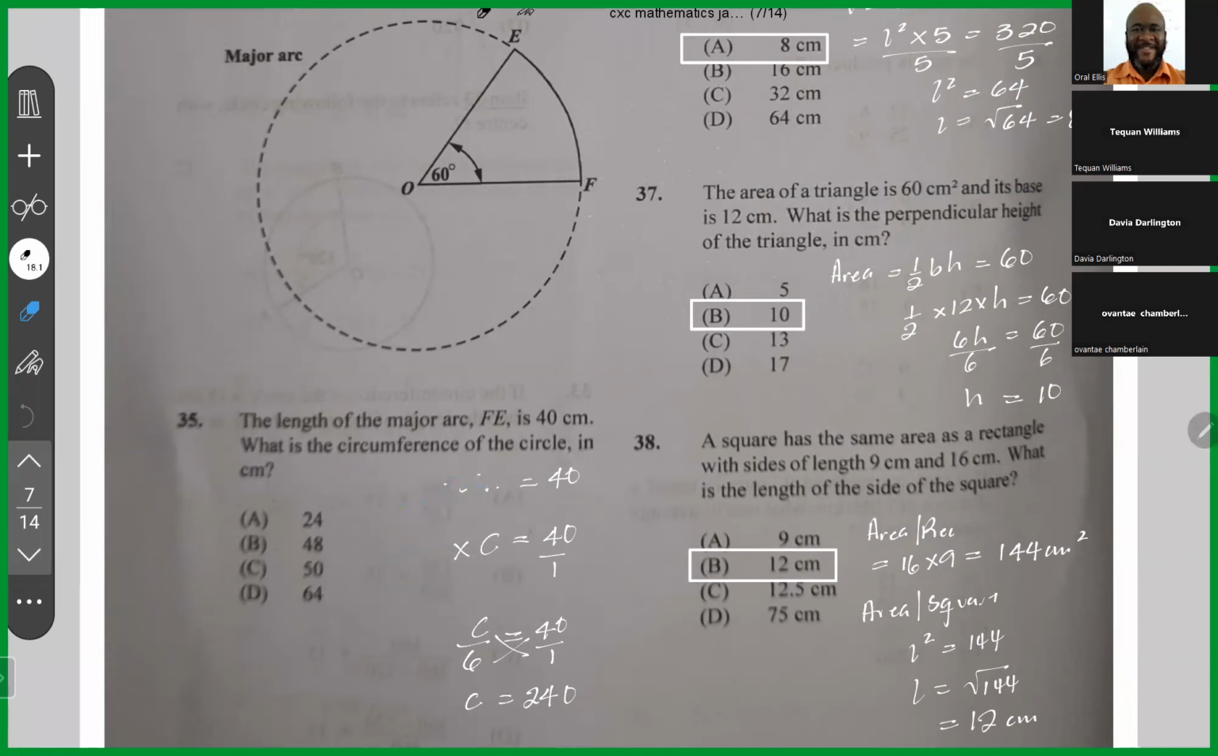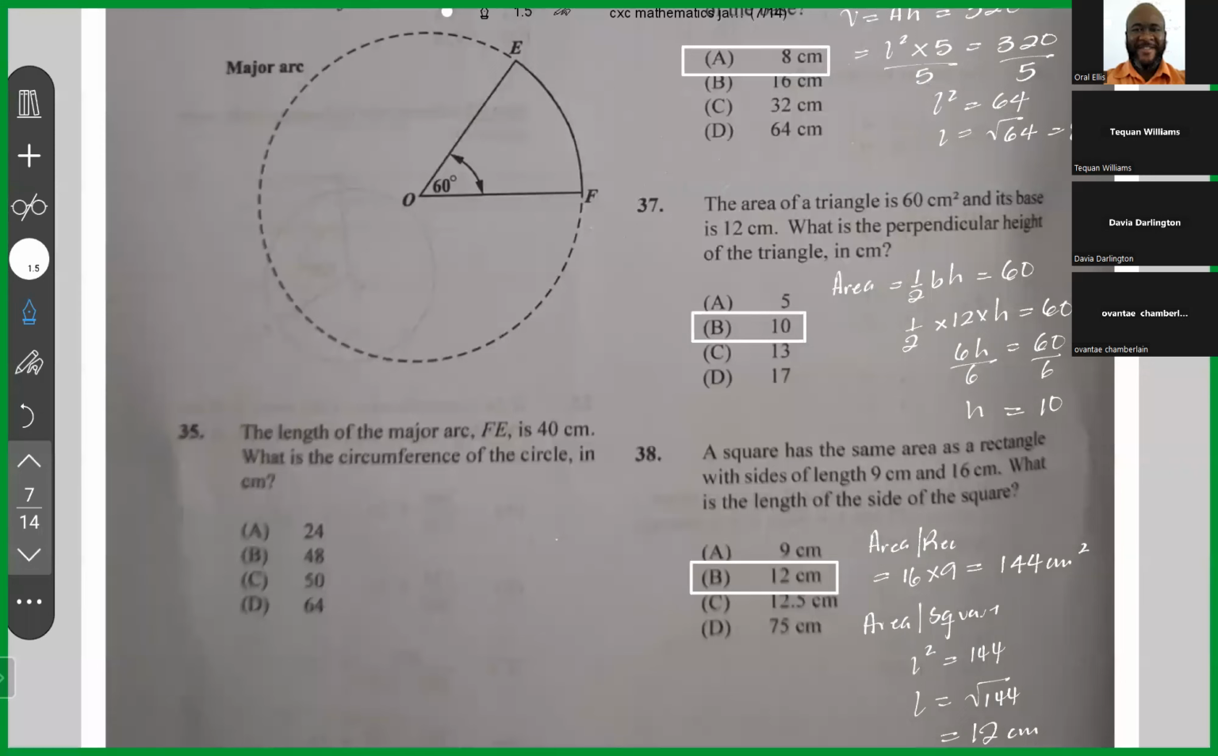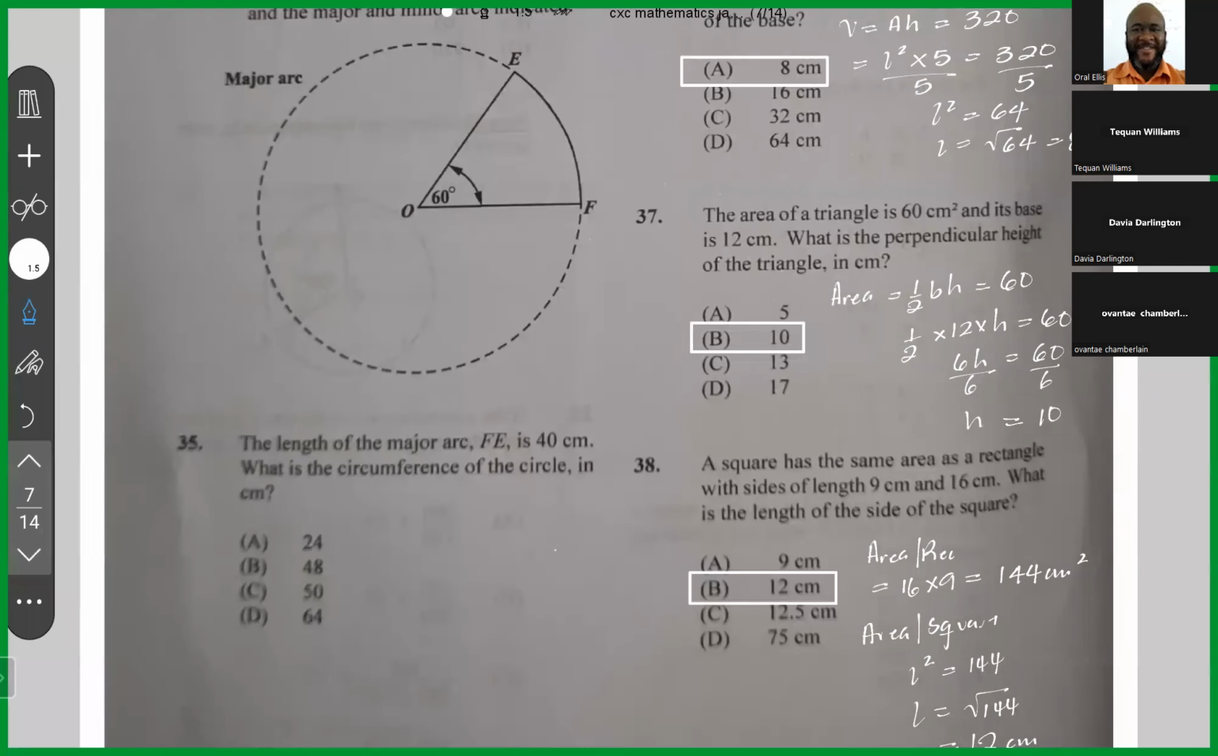We're told that the length of the major arc, and let's see if after I fix it, the answer is there. So fixing it, I'm gonna do it from scratch. Now, we're told that the length of the major arc, so the major arc is actually the dotted line that you're seeing. So we're told that the length of the dotted line is 40 centimeters. What is the circumference of the circle?